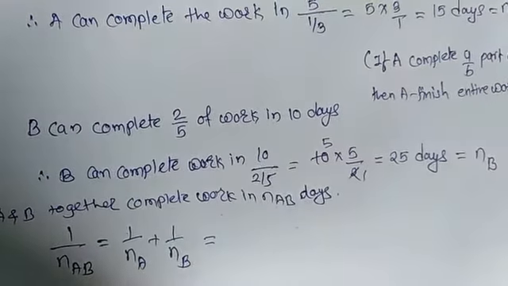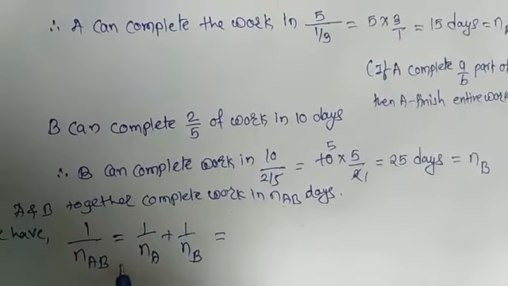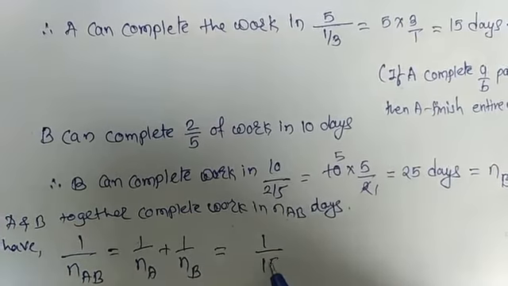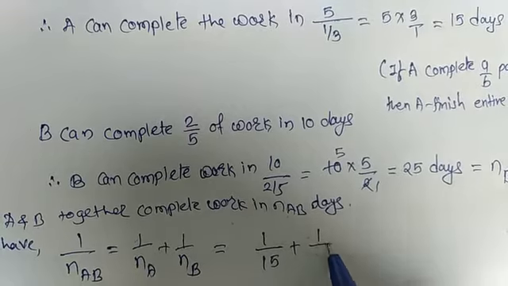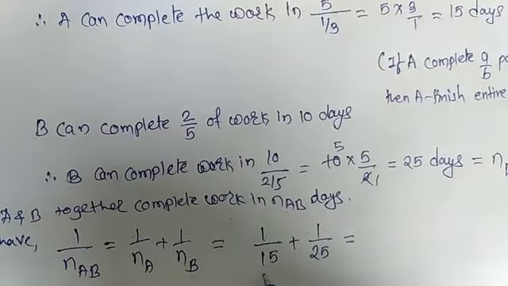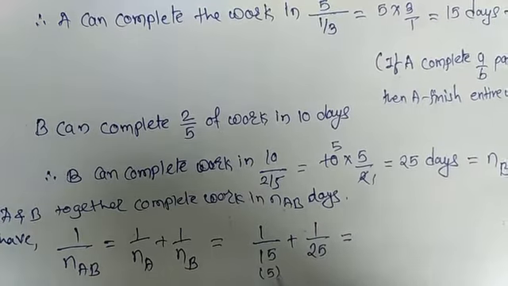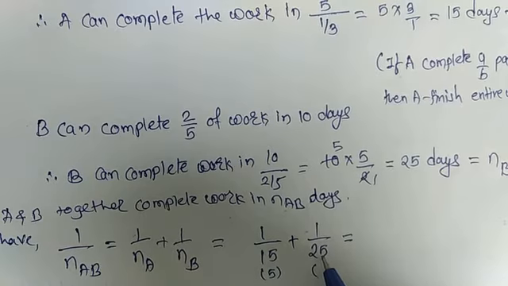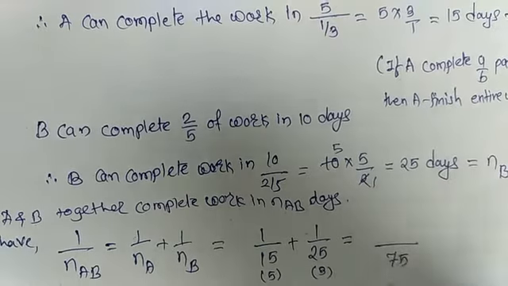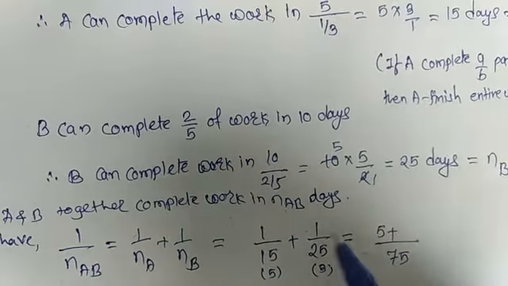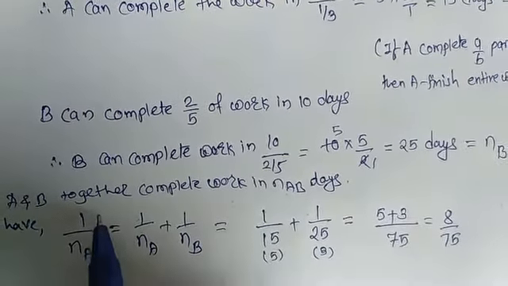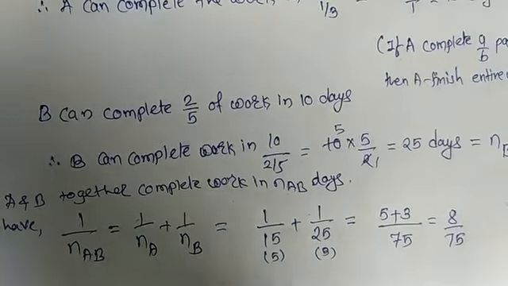So here 1 upon n_AB is equal to, putting the value of n_A as 15 plus n_B as 25. Its LCM will be 75: 5 times 15 is 75 and 3 times 25 is 75. So 5 into 1 plus 3 into 1, which is equal to 8 upon 75. We need n_AB.